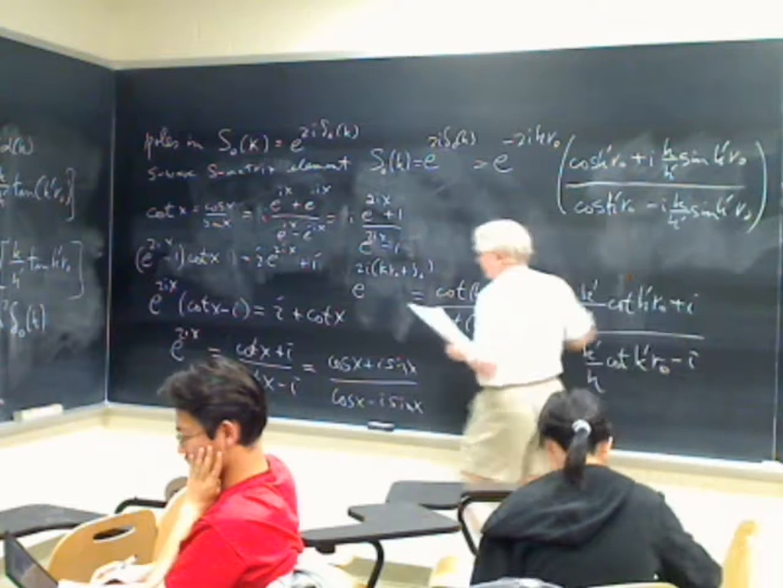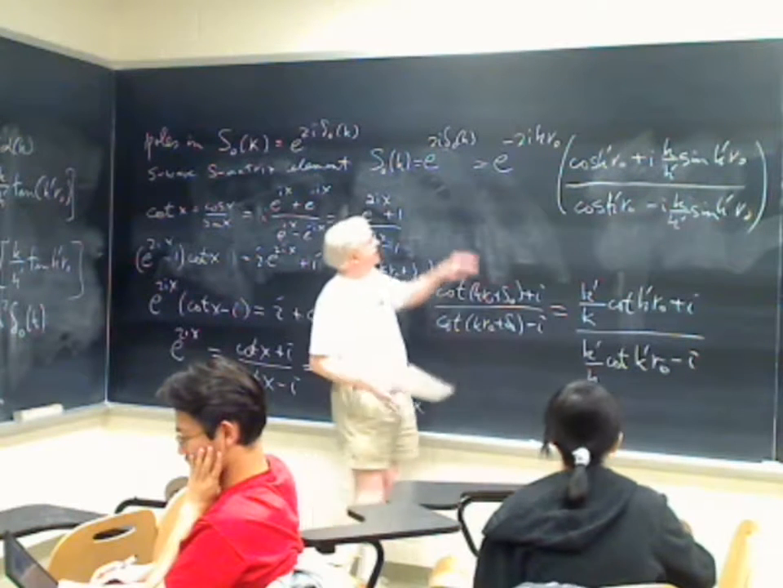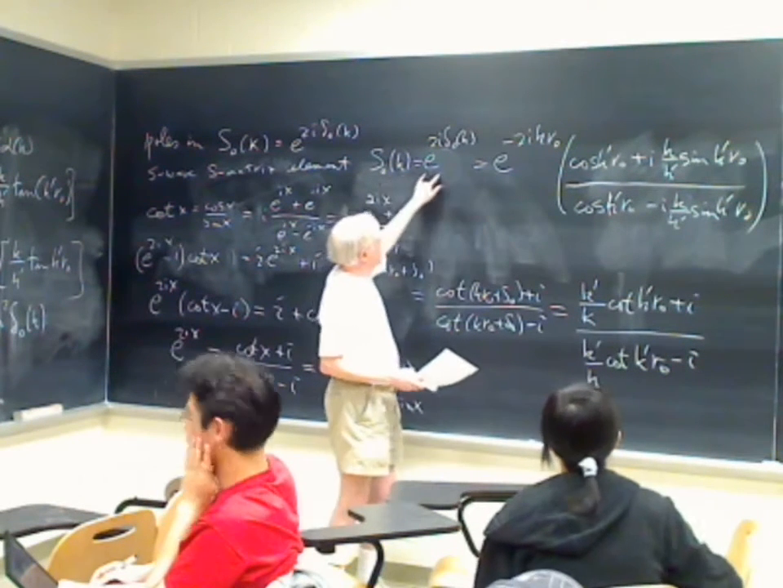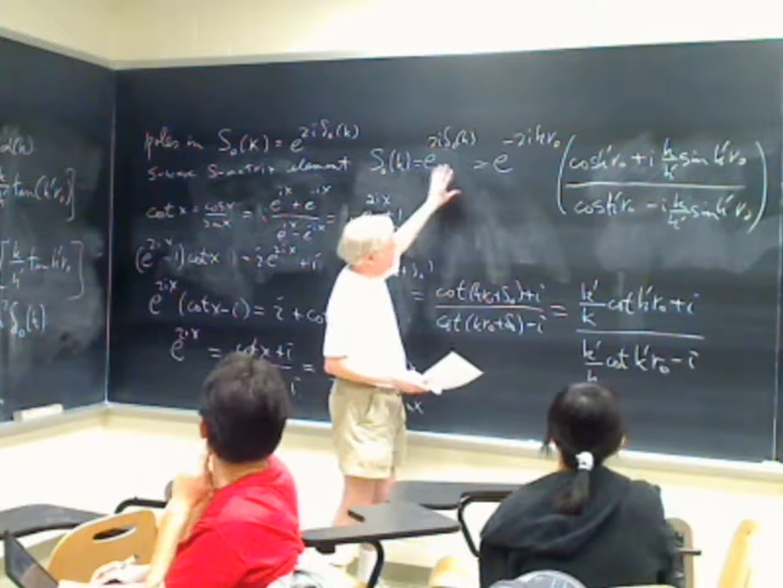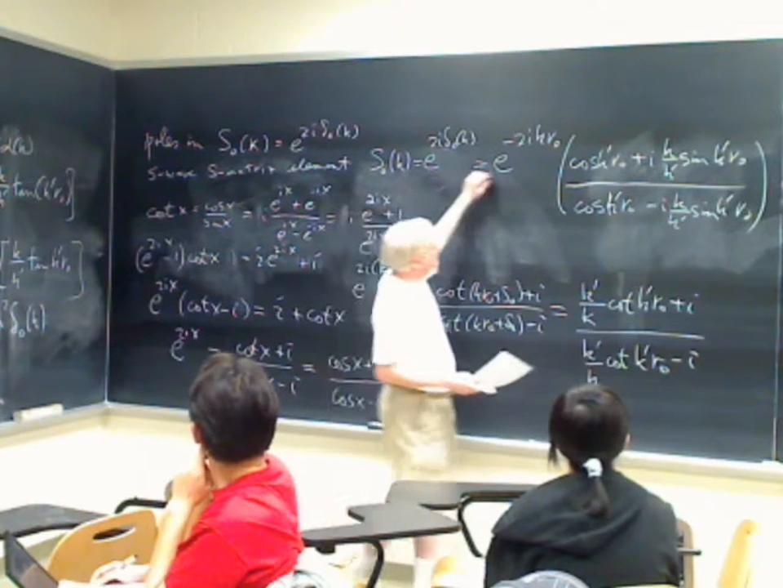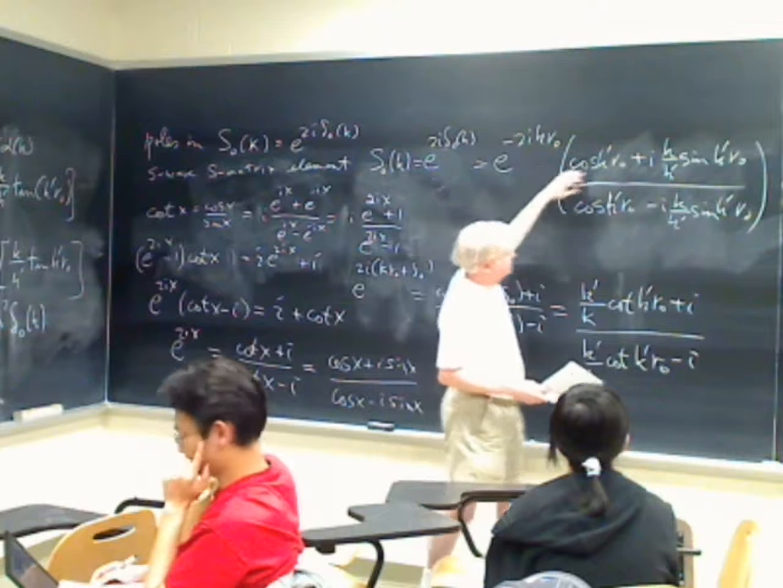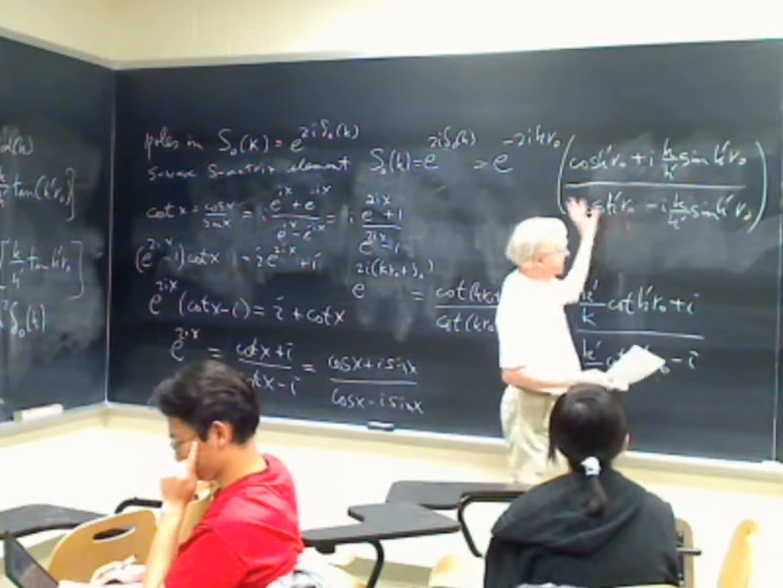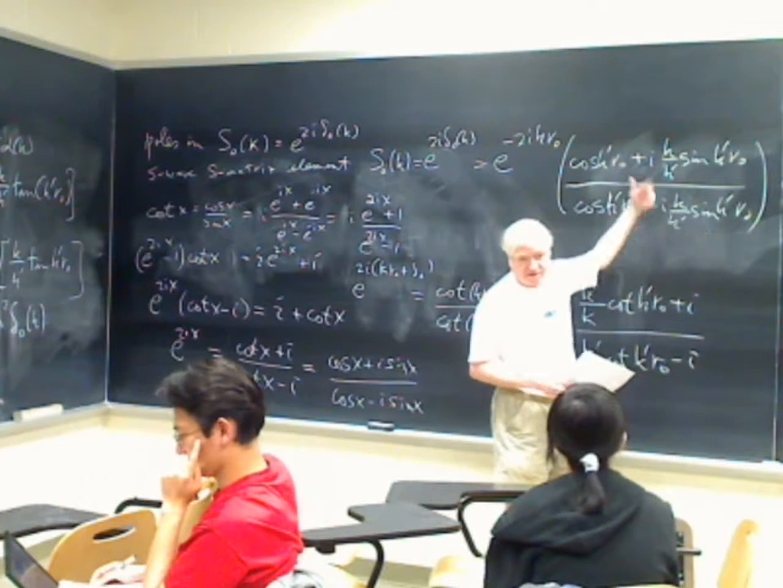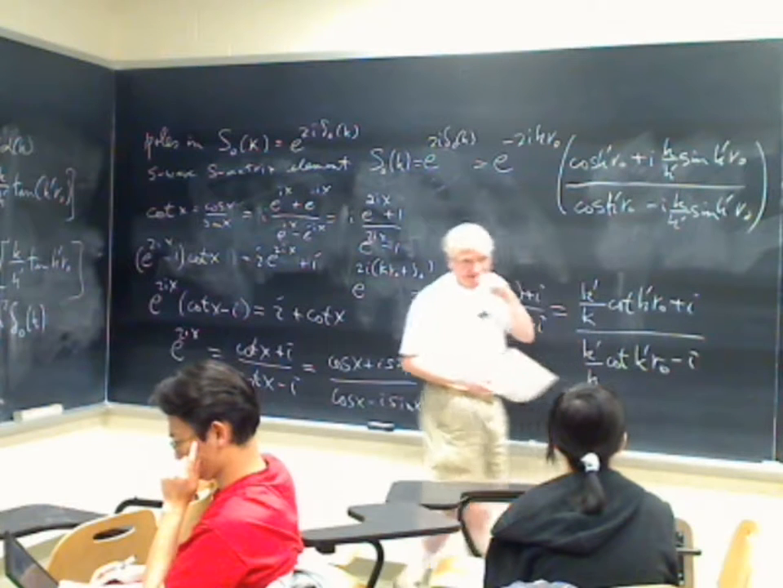And you notice that we've got this right because we're doing elastic scattering here, and this is still unimodular because this is a phase factor, and this is x plus iy over x minus iy, and so that's a unimodular object. So we've got the algebra.